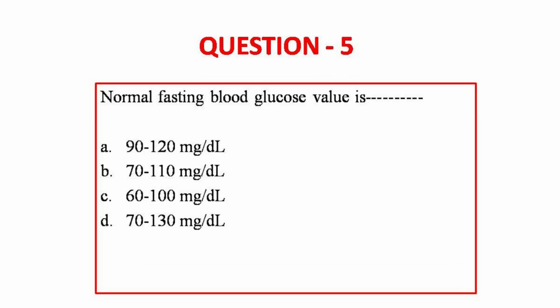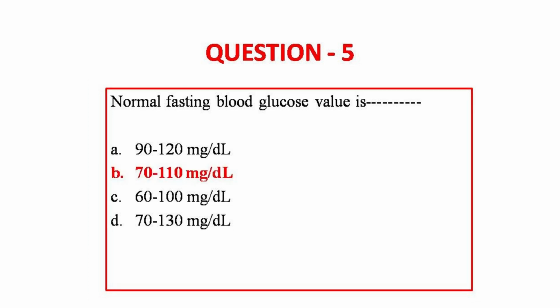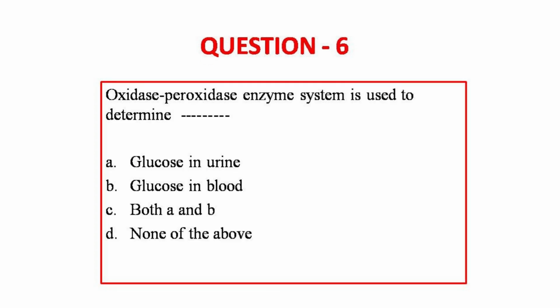So moving on to question number 5. Normal fasting blood glucose value is, they've given 4 options: 90 to 120, 70 to 110, 60 to 100 and 70 to 130 mg per dl. The answer is 70 to 110 mg per dl. Normally less than 100 mg per dl is considered as normal, but here you can write it as 70 to 110. In most of the textbooks it's given like that. And 100 to 125 mg per dl is considered as pre-diabetic stage.